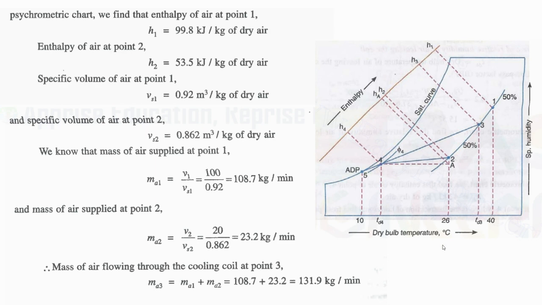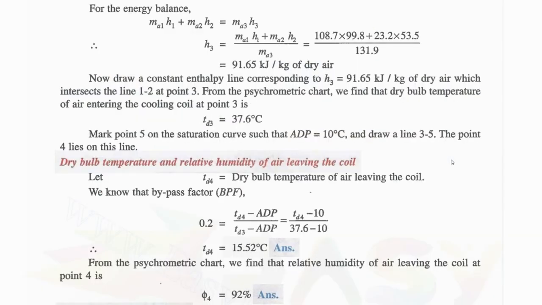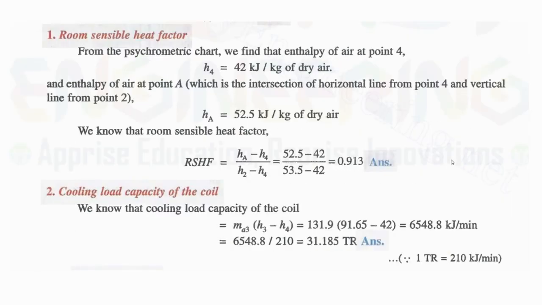Now in this diagram we can see our basic process from point number 2 to 4. So we have one point here, 1A, to get the enthalpies at latent heat and sensible heat for the process. Now, what is the room sensible heat factor here? Room sensible heat factor is the ratio of sensible heat upon total heat. So sensible heat we can get as HA minus H4, and total heat as H2 minus H4. Dividing it, we get a room sensible heat factor of 0.913.